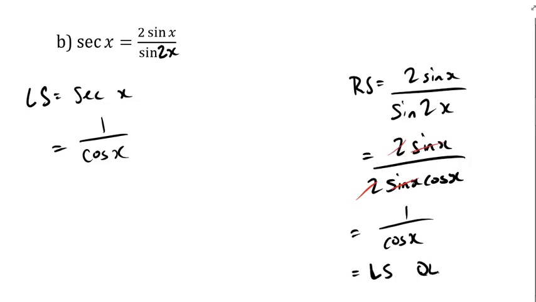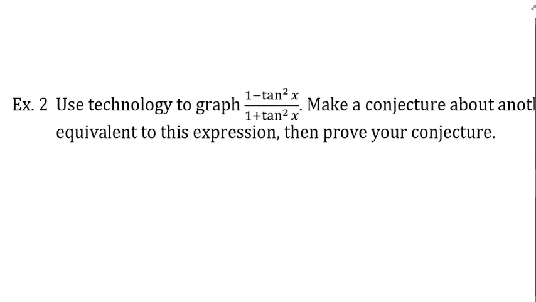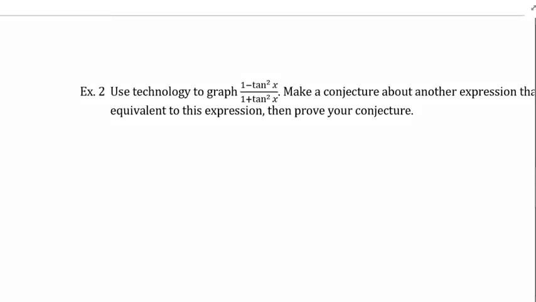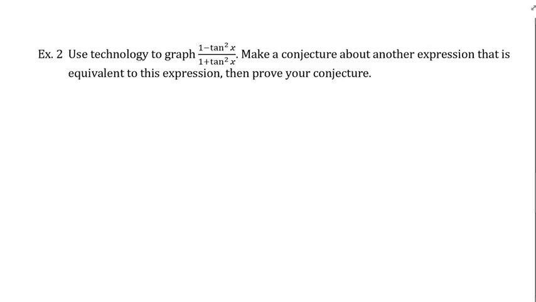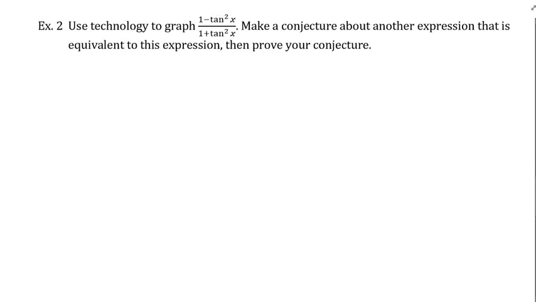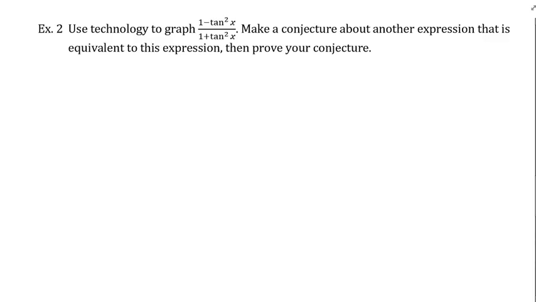Left side. Okay, let's see, what do we have? Different kind of question. Use technology, you don't necessarily have to write this whole thing down, but we're going to do something with that expression. So use technology to graph 1 minus tan squared x over 1 plus tan squared x. Make a conjecture about another expression that is equivalent, and then prove your conjecture. There's a question in the textbook that is similar to this.